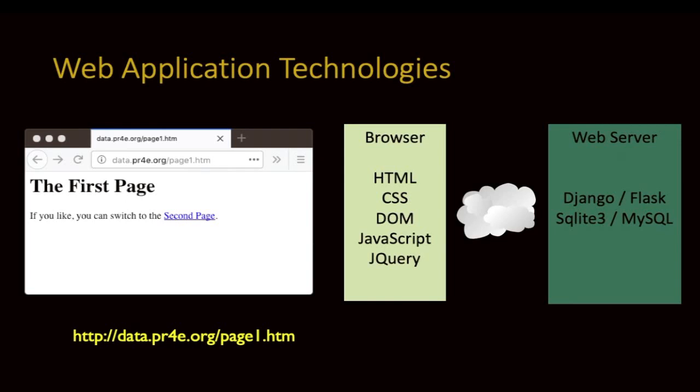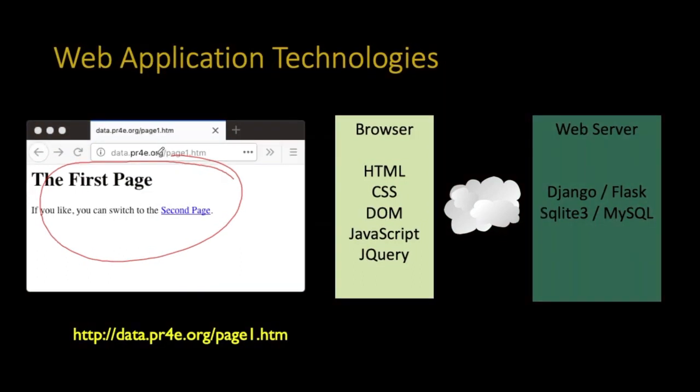And so if we take a look at what we're going to really be talking about in this lecture and in this web application course, it is the different technologies that are used to, in effect, produce a web page, right? So we have a web page over here. You go to the URL data.pr4e.org/page1.htm, and here comes a page, and this is like a super simple page.